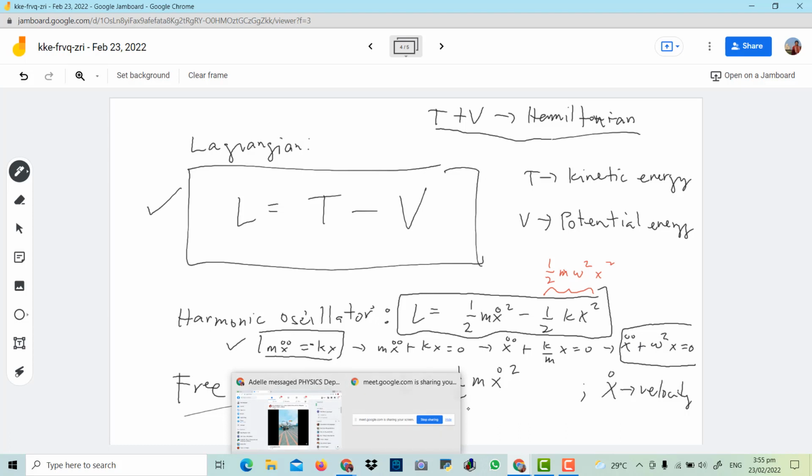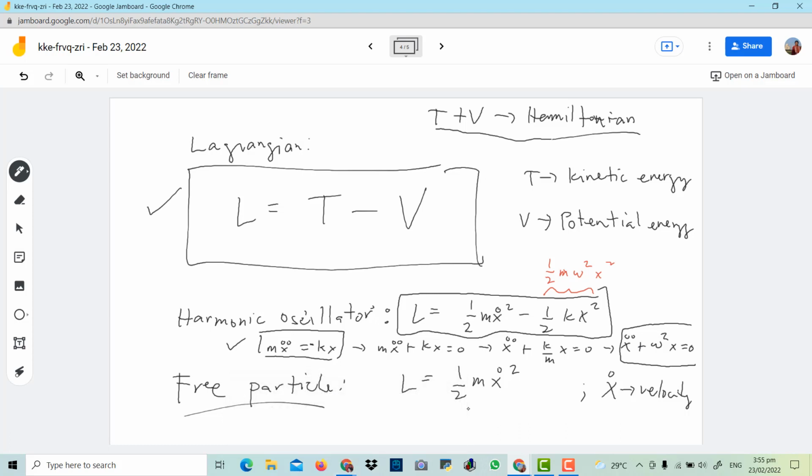Take note, this Lagrangian is different. We will use it to solve the equation of motion, but the Lagrangian is different from the Lagrange equation of motion. The Lagrange equation of motion will be derived later. But first, you have to know how to get the Lagrangian of the system.